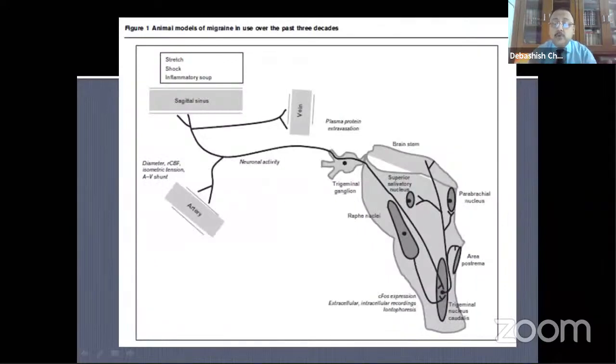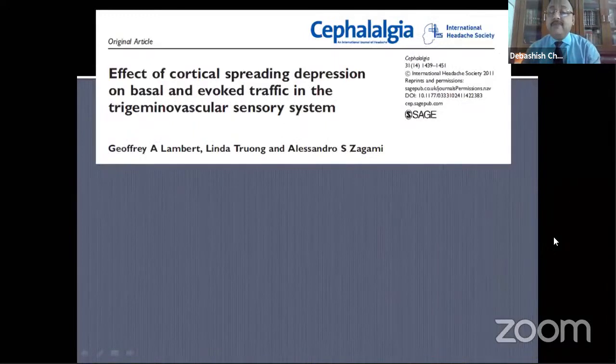In the last two or three decades, a lot of experimental models have been created based on this paradigm, based on this pathway. We have stimulation of the sagittal sinus, arteries or veins, or stimulation of various parts of the brainstem, which can be done experimentally in the lab, and you can record the potentials from these studies. They have given very insightful ideas.